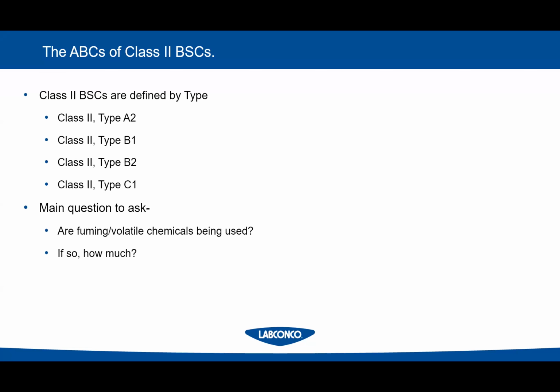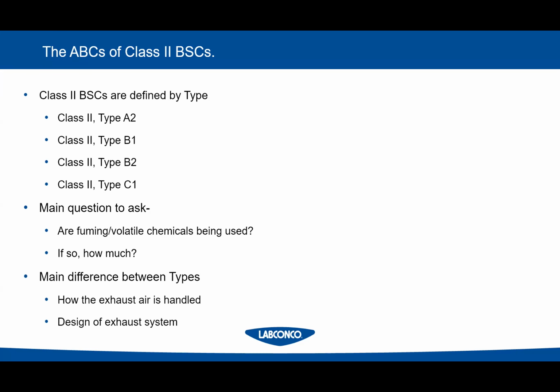Main question to ask, and what do I have, what do I need, is are fuming chemicals being used? Because all these different cabinets exhaust in a different way. So that's where we get into the building maintenance and those applications of these different hoods. If they're using chemicals, how much are they using? So that's the next question for the safety officer to be asking on their risk assessment.